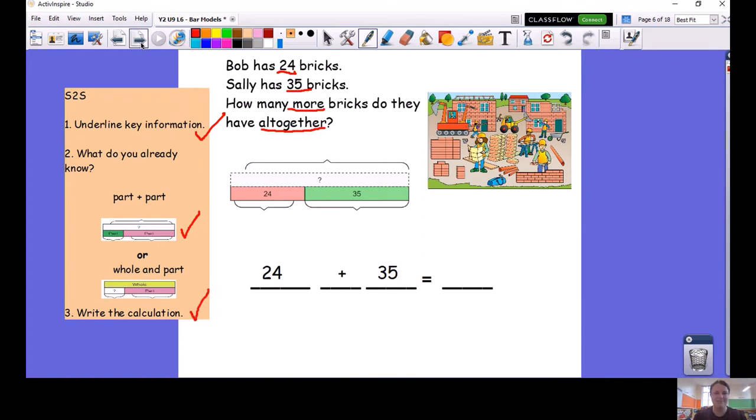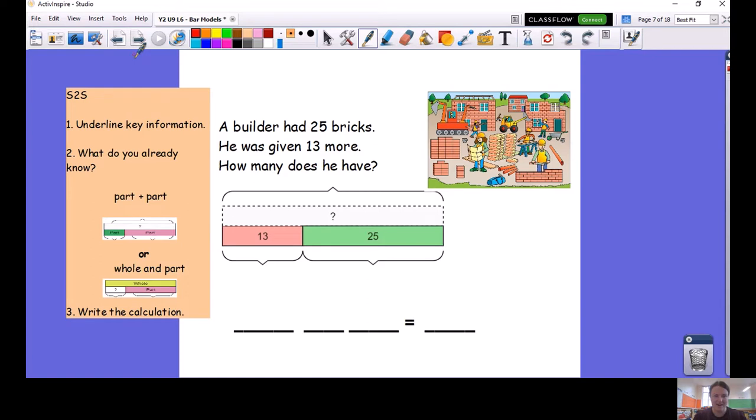Let's have a look at another one. This time round, underline the key information. Do I need to underline builder? No, that's not key information, is it? It doesn't matter who it is. What does he have, or what does she have? 25 bricks, and he was given 13 more. How many does he have now? Well, he started with 25, and he's now got an extra 13.